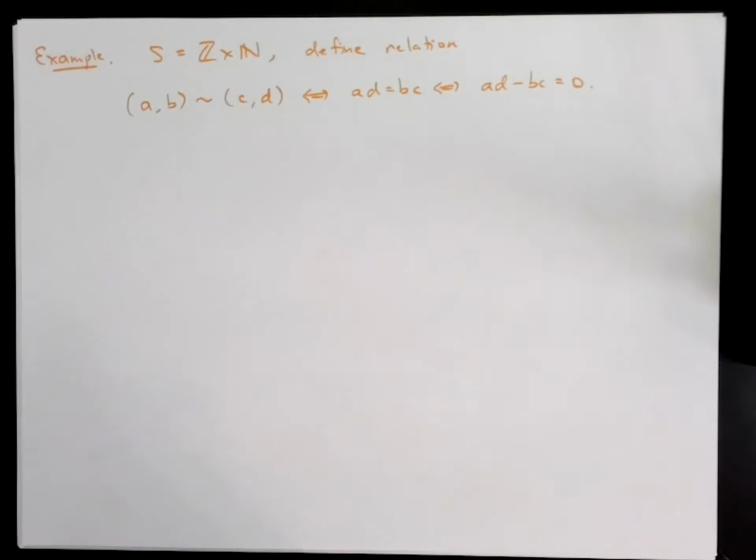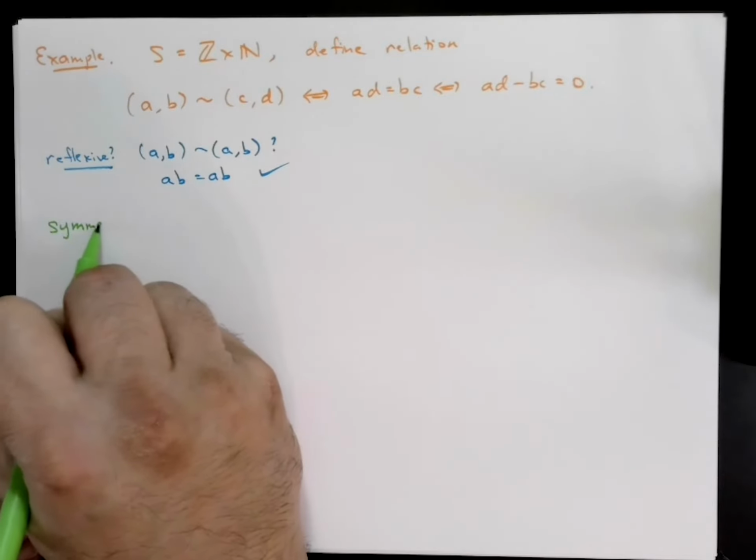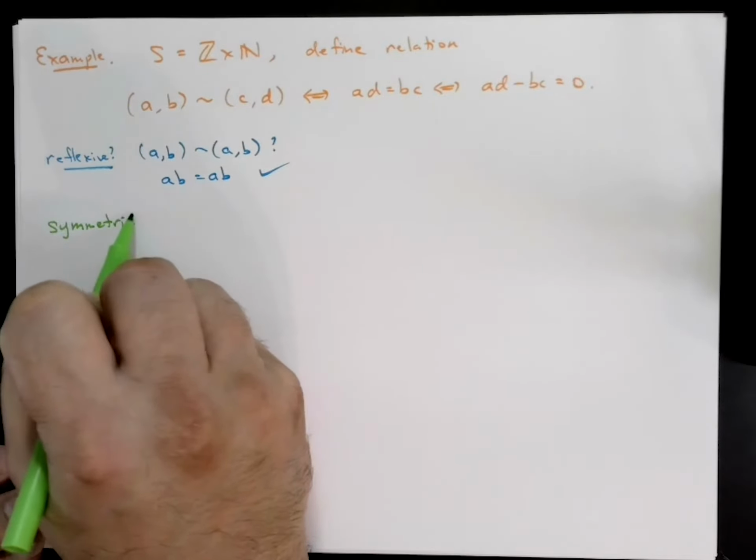Let's check that this is an equivalence relation. Let's check if it's reflexive. Is AB equivalent to AB? Well, it is, because if we replace A and B on the right-hand side, we see that the equation AB equals AB is true. Let's now prove symmetry. Assume that AB relates to CD. Then by definition, that means AD equals BC. We do a little arithmetic and move things around. Of course, that's the same thing as saying CB equals DA, which is the statement that CD relates to AB.